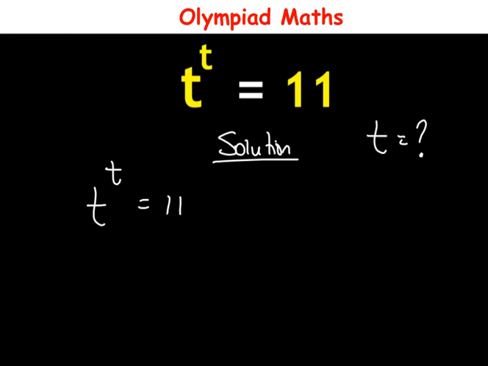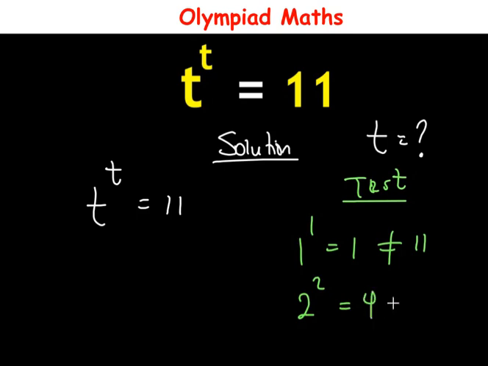Now, the idea behind this question is that you will pick a particular number and raise that number to that same number, and the value must equal 11. So let's say, for instance, we test it out. Let's try to test. Now, if you try 1 raised to power 1, this will give us 1, and it is not equal to 11. If you try 2 raised to the same 2, this will give us 4, and it's not equal to 11.